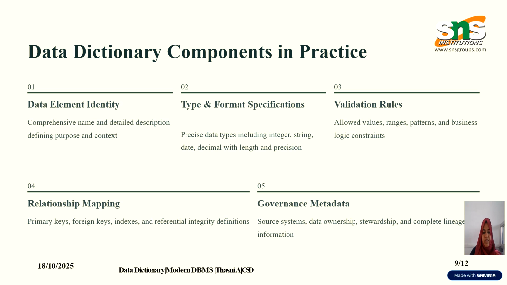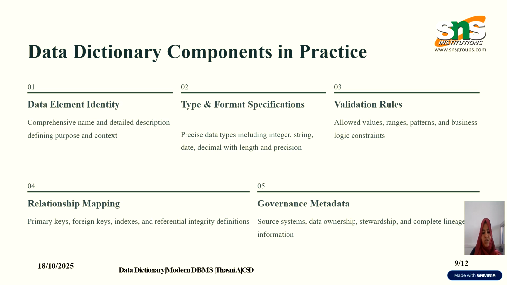The data dictionary components in practice are data element identity, type and format specification, validation rules, relationship mapping, and governance metadata. Data element identity is a comprehensive name and detailed description. Type and format specification defines precise data types, including integer, string, date, decimal, etc.